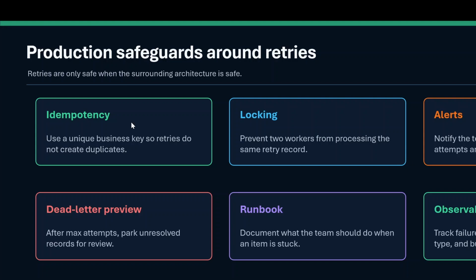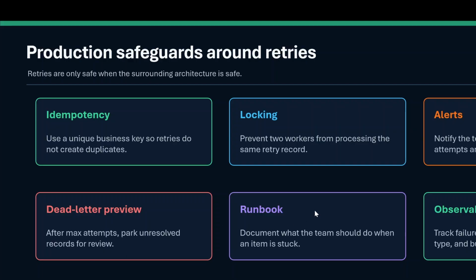The next safeguard we should have around retries is dead letter review, which means that after maximum attempts, you park the failing records for review, which is what I just spoke about. Once you reach the maximum attempts, you put that in a queue and you mark it like, okay, this one is almost like it's dead. It's not working. It needs to be reviewed to see what's going on. Something is off, so you have to mark that record to be reviewed by a human.